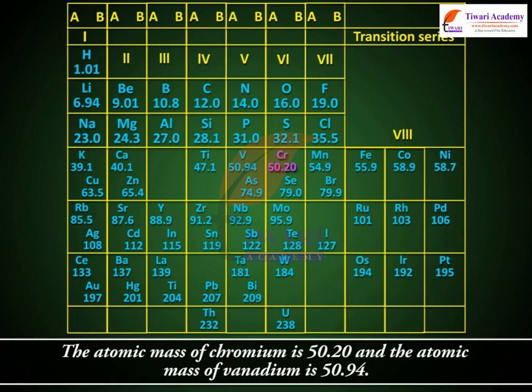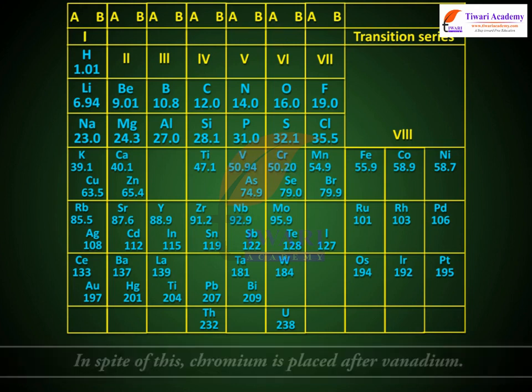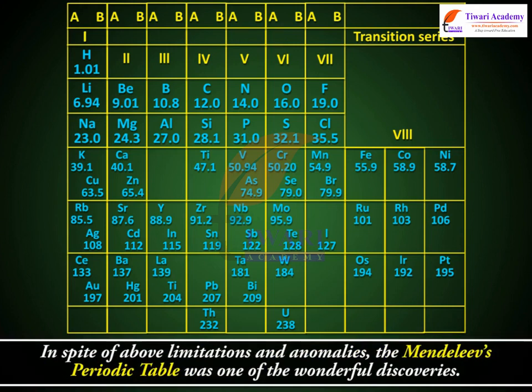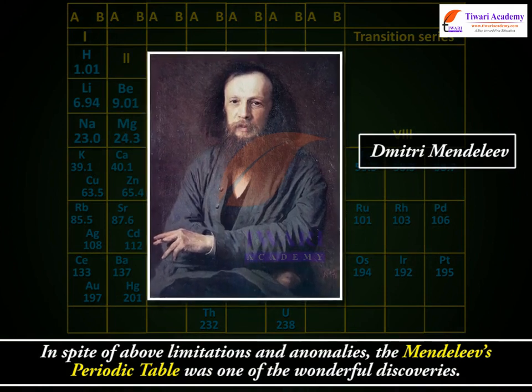The atomic mass of chromium is 50.20 and the atomic mass of vanadium is 50.94. In spite of this, chromium is placed after vanadium. In spite of the above limitations and anomalies, Mendeleev's periodic table was one of the wonderful discoveries.